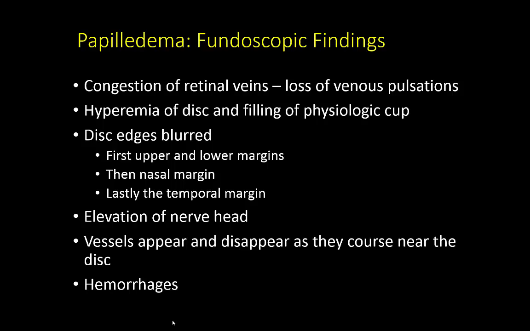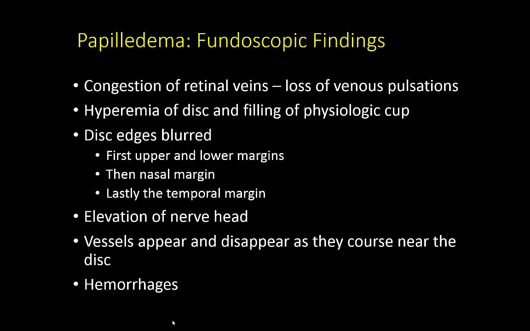Now, what do we find on fundoscopy? We see congestion of the retinal veins and we lose the venous pulsations. The disc becomes hyperemic and it fills the cup, so we don't see the cup very well. Of course, the major finding is that the disc edges are blurred. Very importantly, this happens first in the upper and lower margins and in the nasal margin. Very importantly, the temporal margin is spared until later.